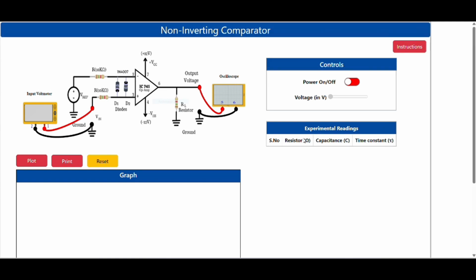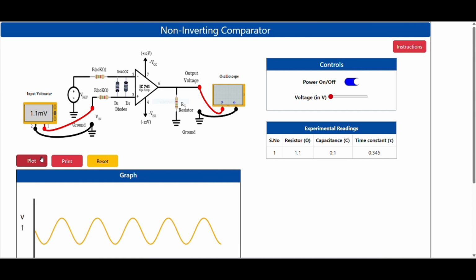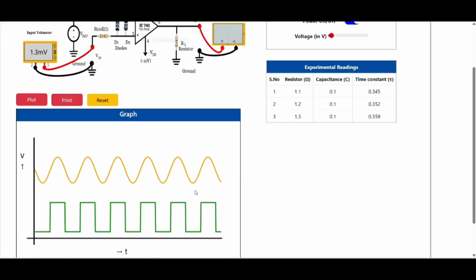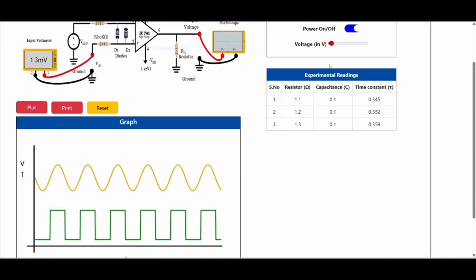Then we can turn on the power button and vary the voltage value from 1.1 up to 1.4, and then plot the graph. As before, the yellow wave is the sine wave and the green wave is the square wave. For the non-inverting comparator, we can take resistor values up to 1.4.